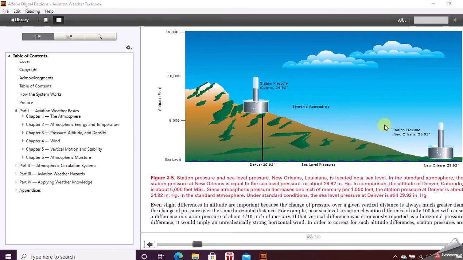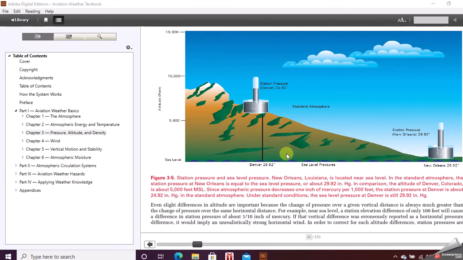But say you had no change in air mass whatsoever and you went down to sea level, and sea level was 29.92. So literally 5 inches of mercury difference between the altitude at Denver and the altitude at sea level. There are methods to calculate, using standard atmosphere and bringing in the current temperature, a pressure at sea level.